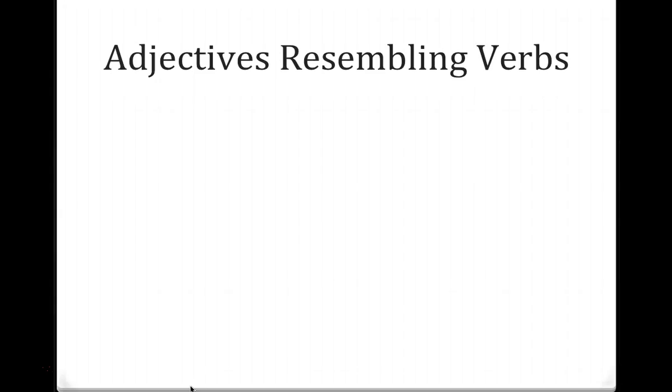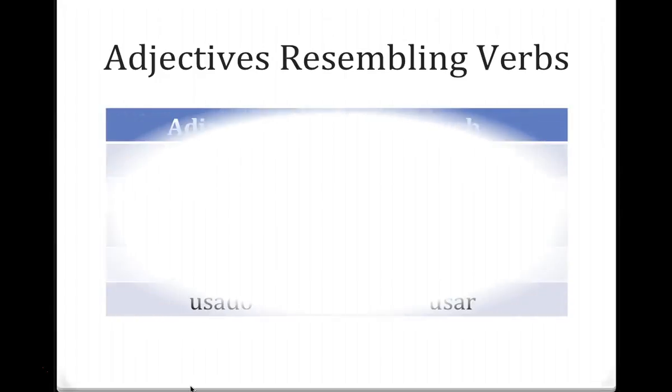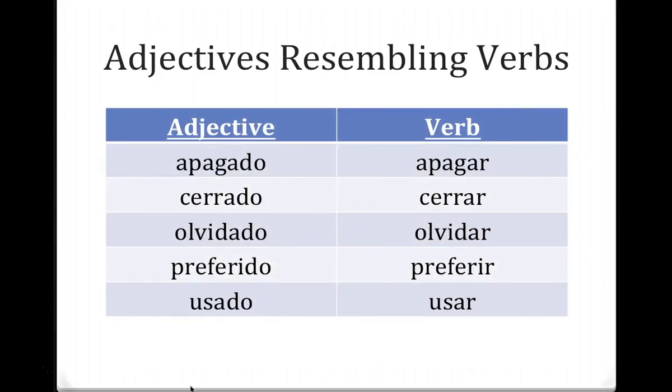You may have noticed as you've been studying the Spanish language that there are a lot of adjectives that really closely resemble some verbs. Take a look at the examples in this chart. The adjective apagado, which means that something is off, looks a lot like the verb apagar, to turn off. Cerrado, which means closed, looks a lot like the verb cerrar, to close. Olvidado, forgotten, looks a lot like olvidar, to forget. Preferido, preferred, looks like preferir, to prefer. Usado, used, looks like the verb usar, to use. These particular adjectives in this box are actually past participles that can be used as adjectives.